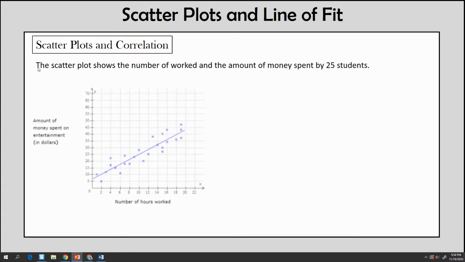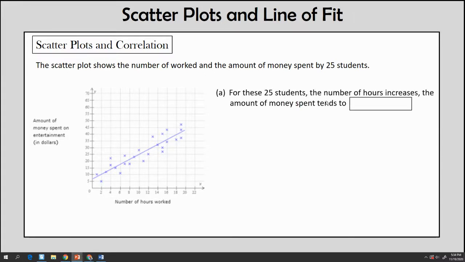Here's another one. This scatter plot represents the number of hours worked down here and the amount of money spent on entertainment by 25 students. Every one of these X's represents one of the students. Like this student here worked 12 hours and spent about $25. Now you see the line of fit is drawn in here. This line of fit is dividing this data evenly. It's breaking it in half, top and bottom. So it's the line that divides the data most evenly.